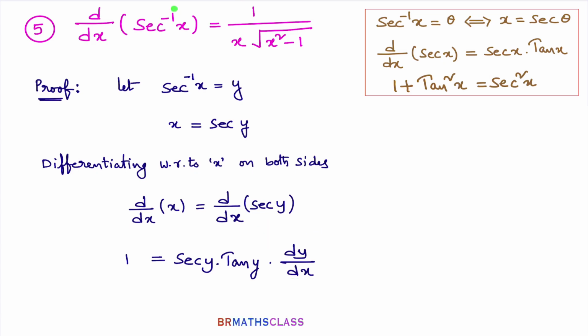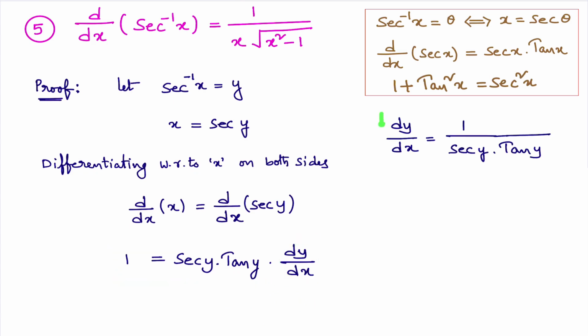In the beginning itself I said, as you are considering this as y, you are trying to calculate dy by dx. In this equation, we got dy by dx. So from this equation, I can write dy by dx equal to 1 divided by secant y into tan y. I got this step from this. Now dy by dx, I can write as d by dx of y. Both are the same, as I have said from the beginning of this class.